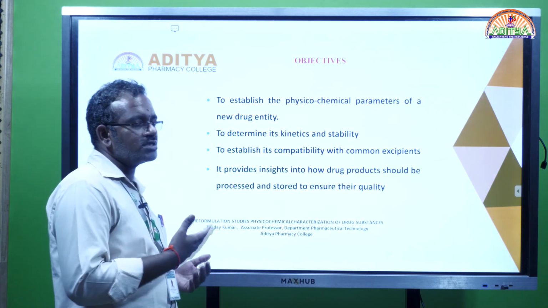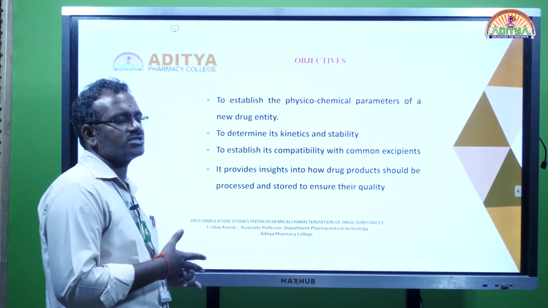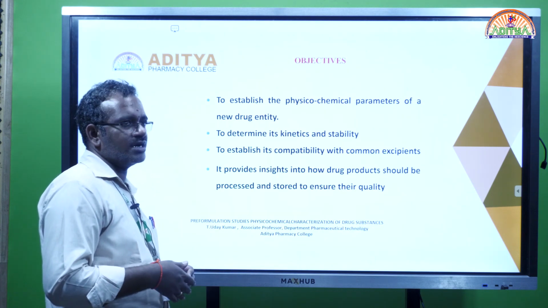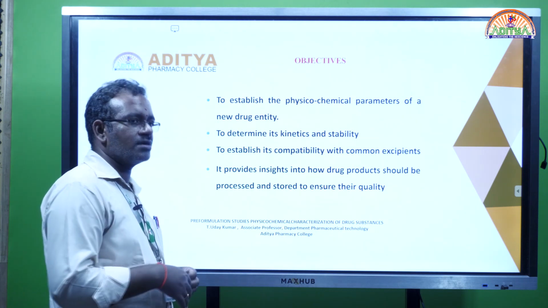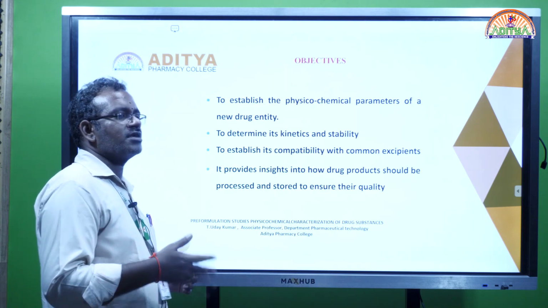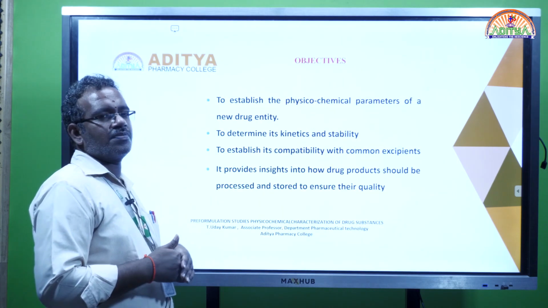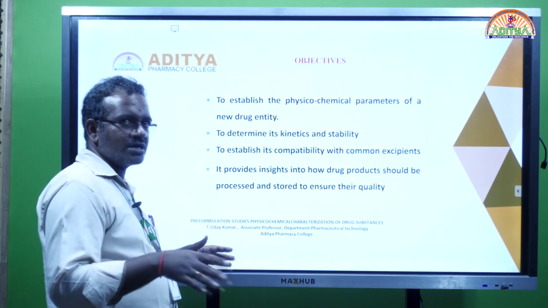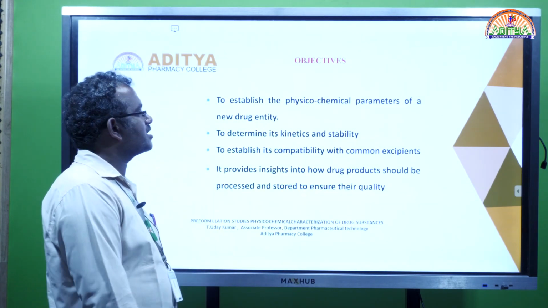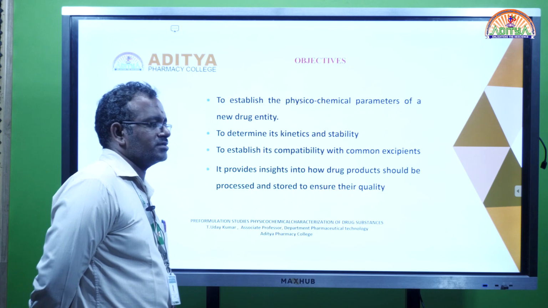That means to know the suitable storage conditions: how much temperature and how much humidity we can store the drug product at, to maintain its integrity until its usage, until its expiry period. Only then, if you store the product properly until its expiry period, do the product properties remain the same, never altered or changed. That is the main objective: to determine its kinetics and stability, and to establish its compatibility with common excipients.